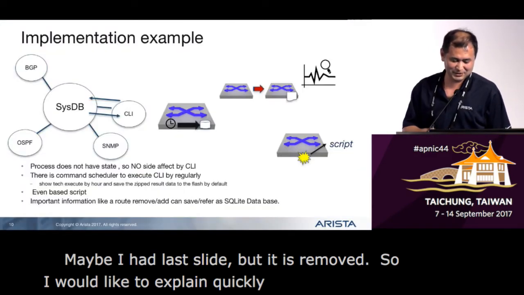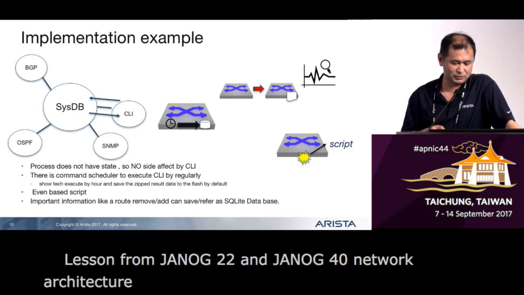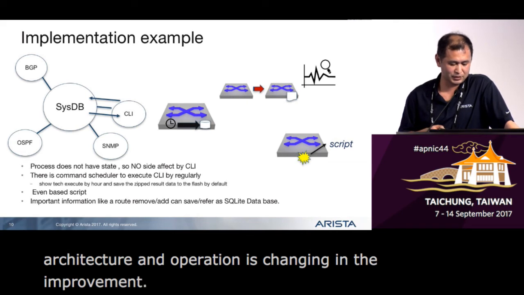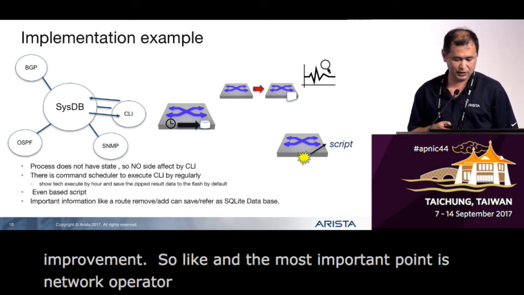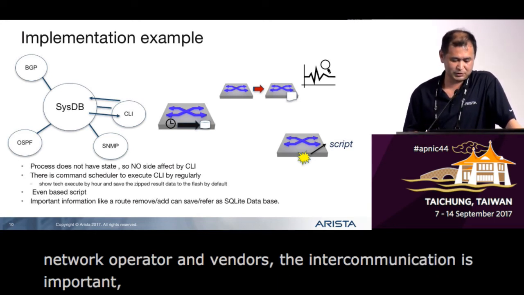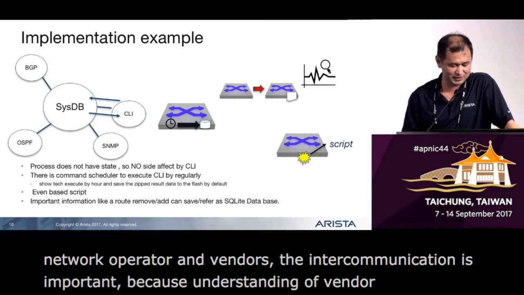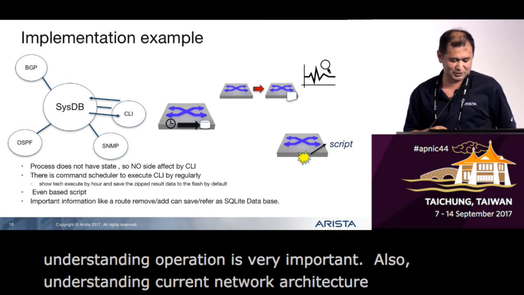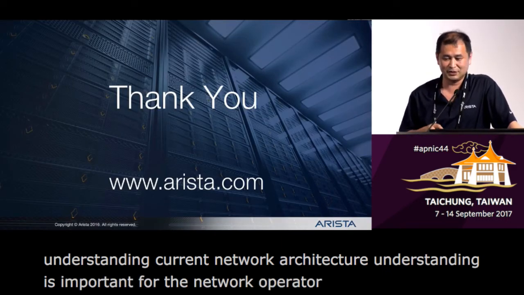So, from JANOG 22 to JANOG 40, network architecture and operation have been changing and improving. The most important point is that intercommunication between network operators and vendors is important, because understanding how the vendors' operation works is very important. Also, understanding the current network architecture is important for the network operator. Okay, my presentation has ended. Thank you for your attention.